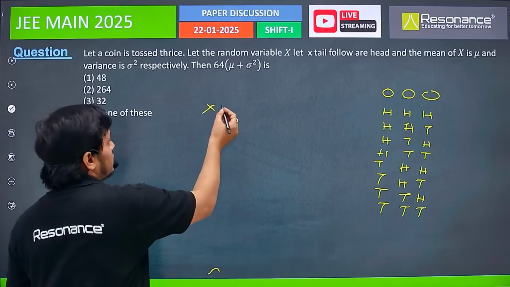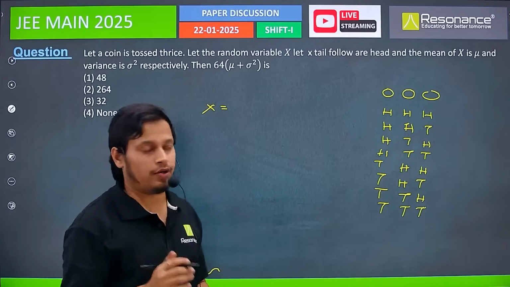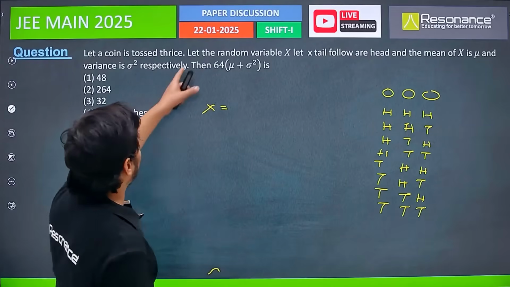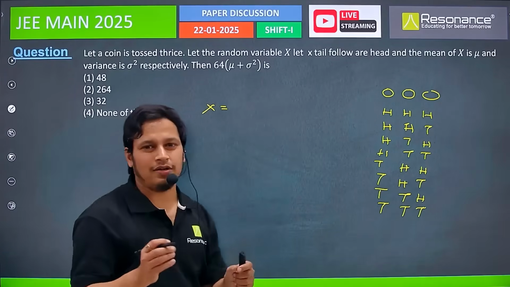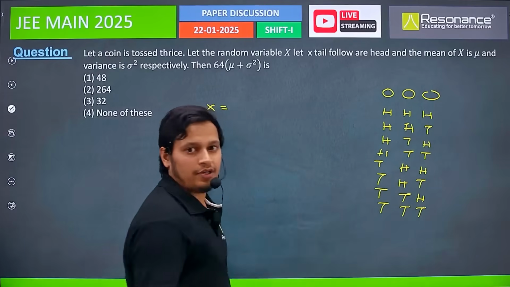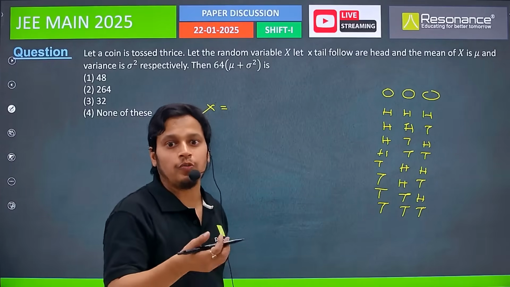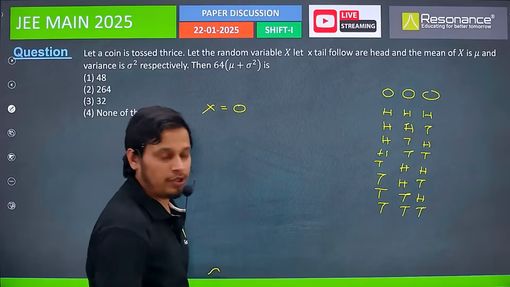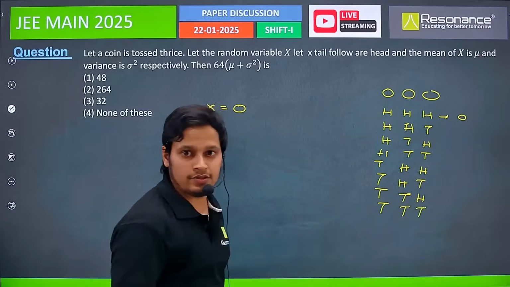What does X represent? X represents the number of tails followed by head. So how many tails do we have after the head? Sorry, head after tail. The random variable X is tail followed by the head. So the number of tails followed by head can be 0. For example, in this case, the number of tails followed by head is 0.